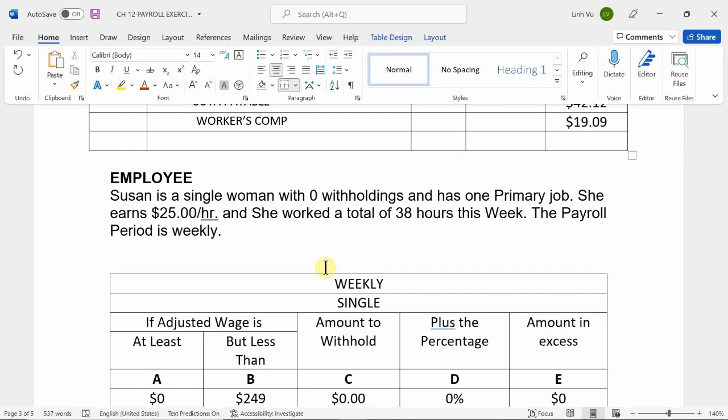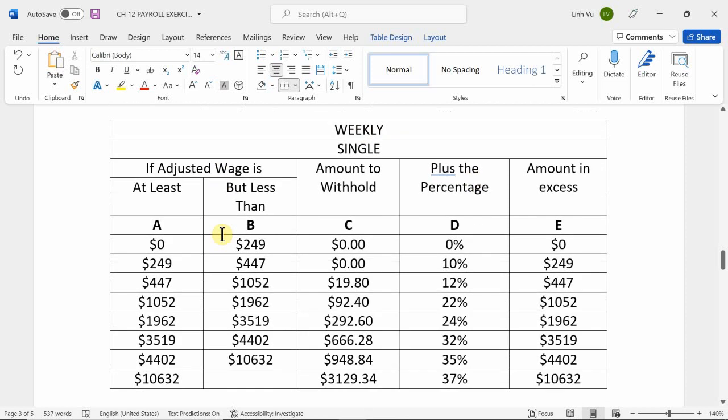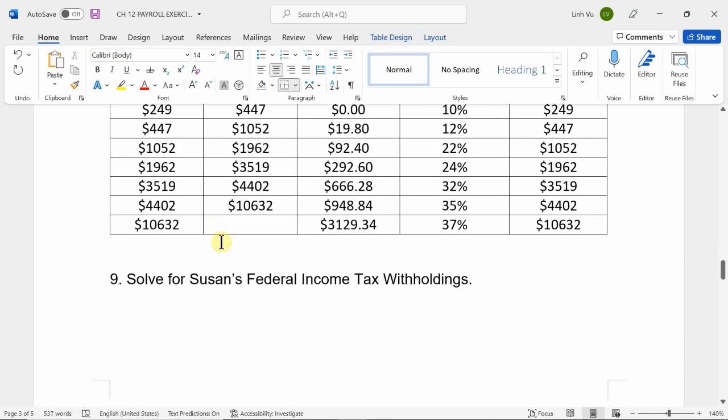Employee, you got Susan. Susan is a single woman with 0 withholdings and has 1 primary job. She earns $25 an hour and she worked a total of 38 hours this week. The payroll period is weekly. Here's your weekly payroll tax table, for weekly, single, and this is her table. Number 9: solve for Susan's federal income tax withholdings.